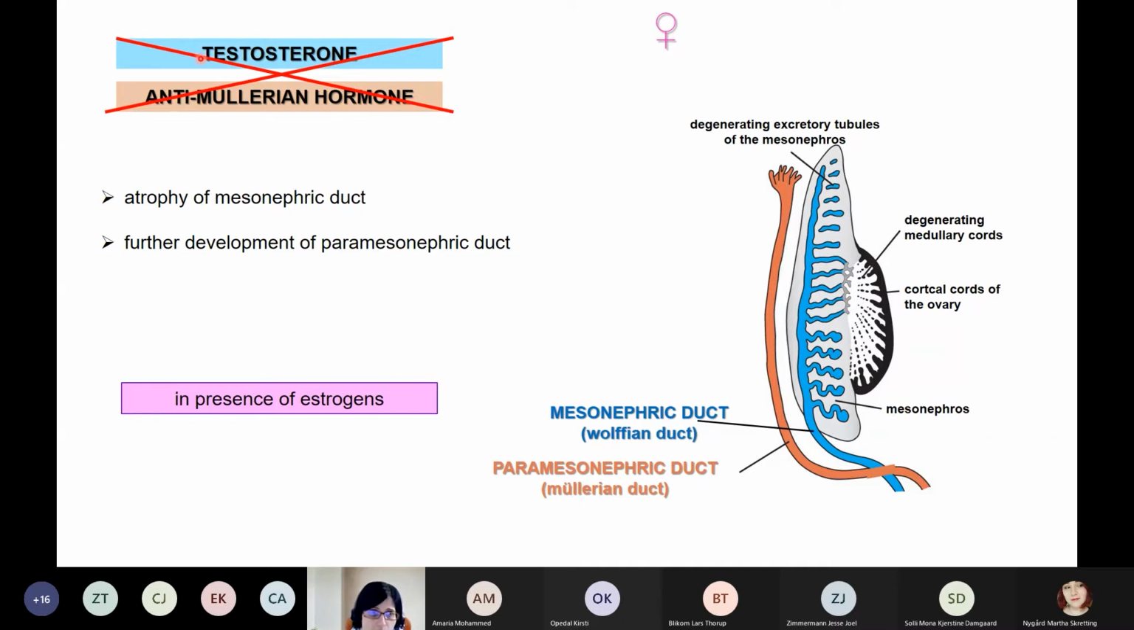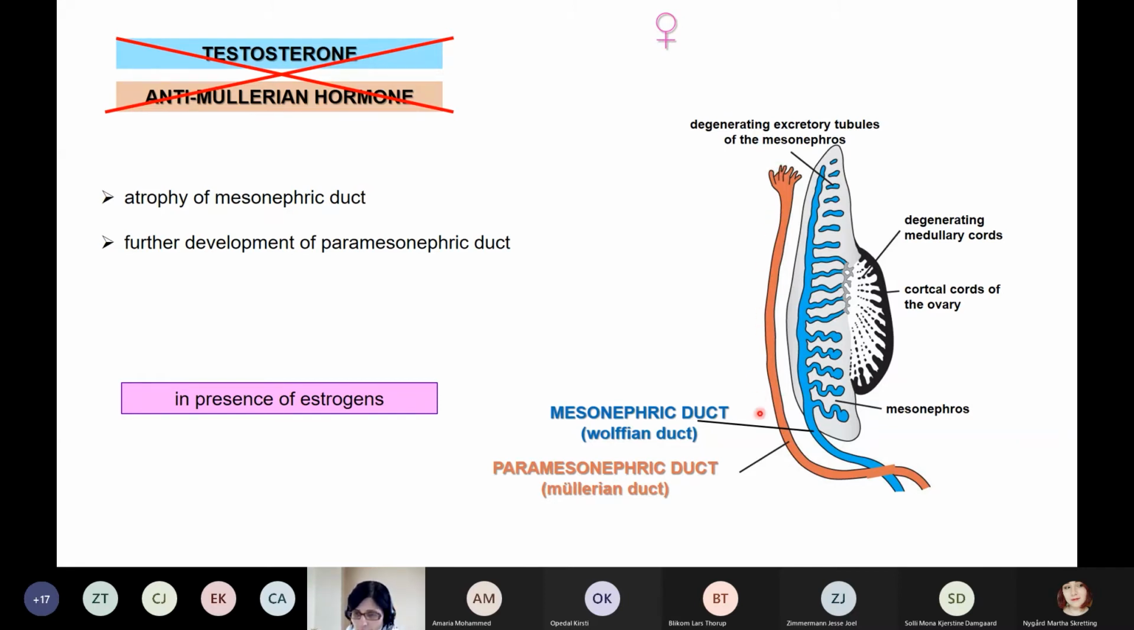In this case, testosterone and AMH will not act on the development. Therefore, the mesonephric duct atrophies, and we will get the further development of the paramesonephric duct because we do not have anti-Mullerian hormone. These things happen in presence of estrogens, and in this picture, we can see the two ducts playing a role during the reproductive development.